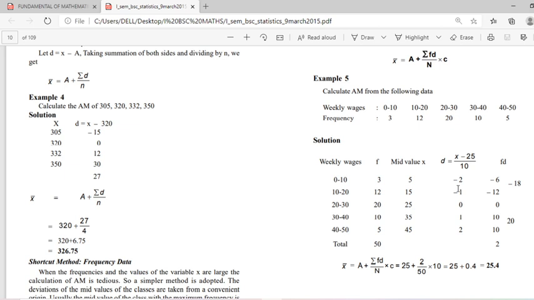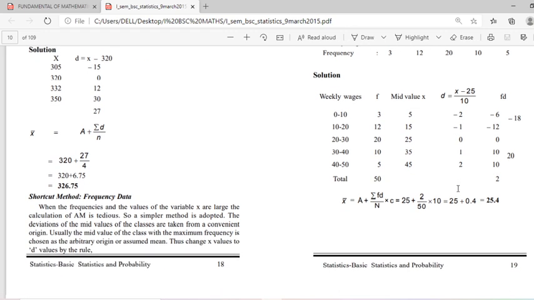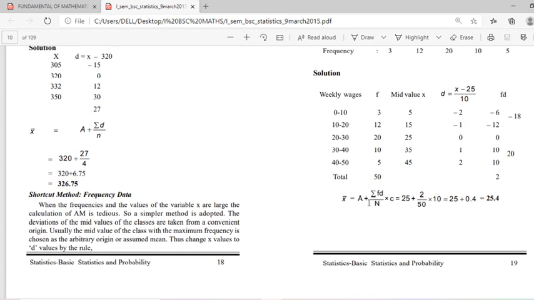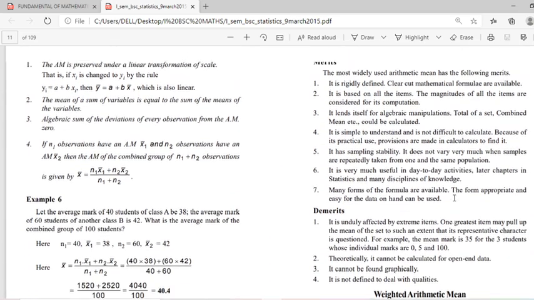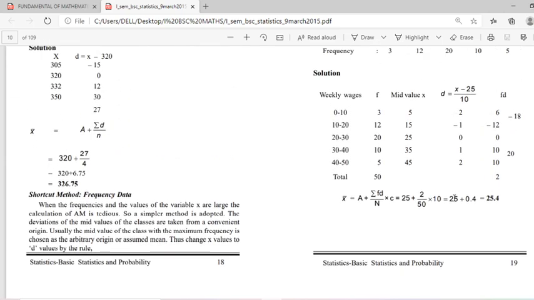And what is the total value? That is 2. So just substitute the values. X bar equal to A, where A is 25, plus summation FD, that is 2, divided by the total frequency, which is 50, into C. What is C? 10. Instead of C we have taken 10, so that is substituted here and we get 25.4. That is the value of the arithmetic mean. So you can do this problem also.